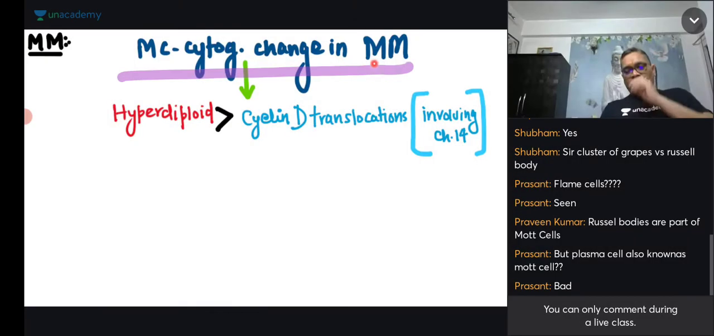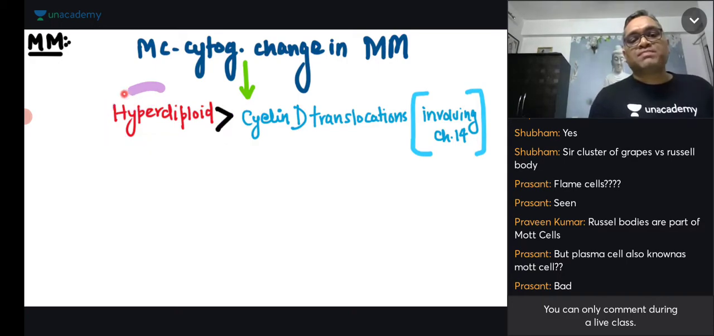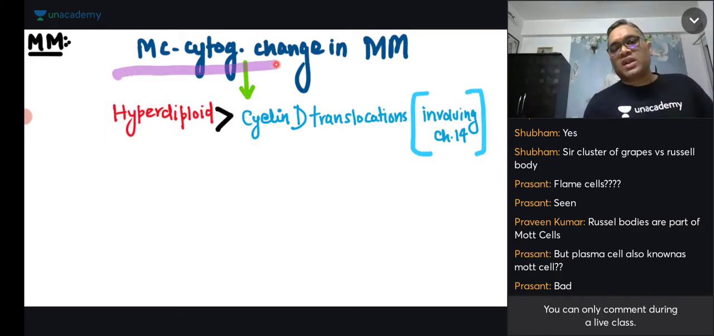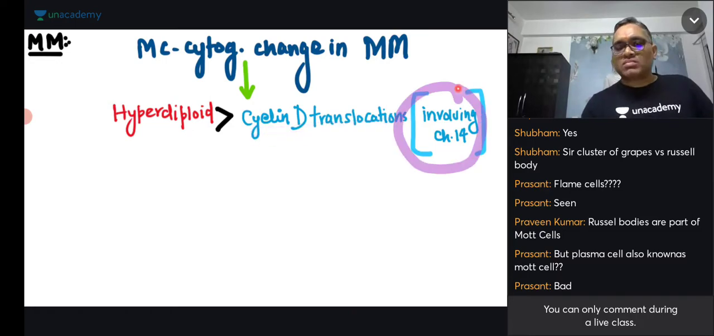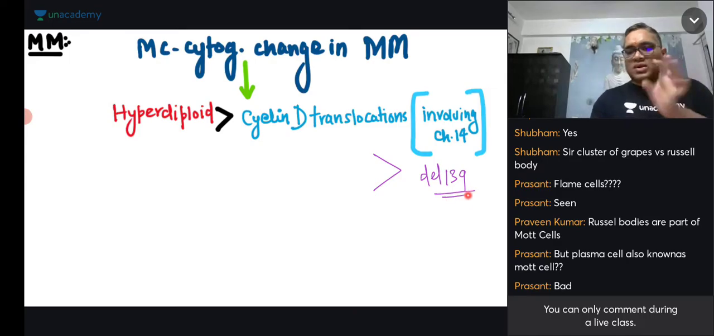In multiple myeloma, right, previously in my lecture I used to say that deletion of 13q is the most common change. But now you will find there is a change in the WHO update. The new WHO update says that hyperdiploidy is most common. Remember, most common cytogenetic change in multiple myeloma is hyperdiploidy, and after hyperdiploidy, it is cyclin D translocations, which will be involving chromosome number 14. And after that, there will be deletion of the chromosome 13 long arm. So now you understood? So this is the order, right?